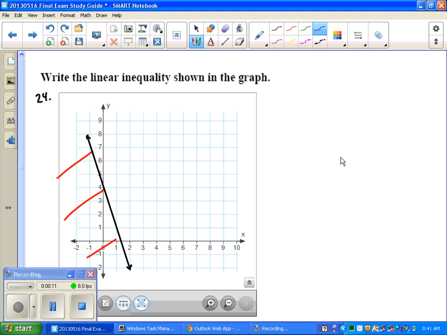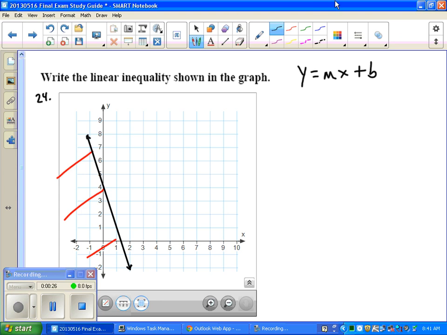I had to put it on this because the picture I pulled up came out all jumbled up, but it looks the same. You should still be able to get the same information from it. Write it as if it's an equation first. We know it's an inequality, but write it as if it is y equals mx plus b.